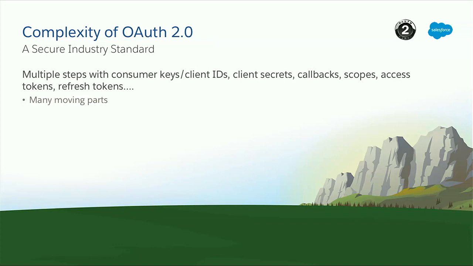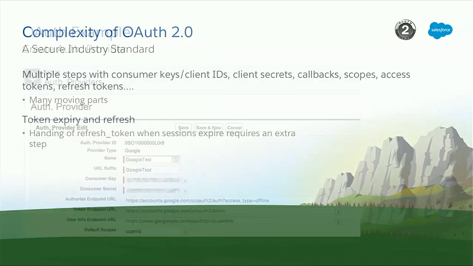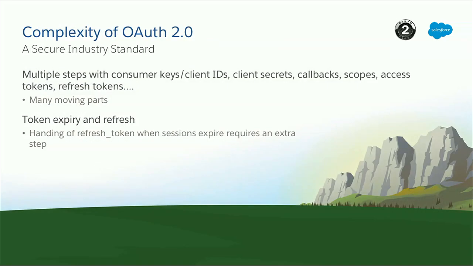You have to deal with your keys and client IDs and client secrets, your callback URLs, your scopes. You have to get refresh tokens if your access tokens expire. There's a lot of moving parts to go through. Dealing with some of these things just requires extra steps. And it's not impossible to do, and it's not super, super difficult once you've dug through the documentation, gone through the Trailhead a few times. But at the same time, you want to try and avoid extra complication within your code where you can.